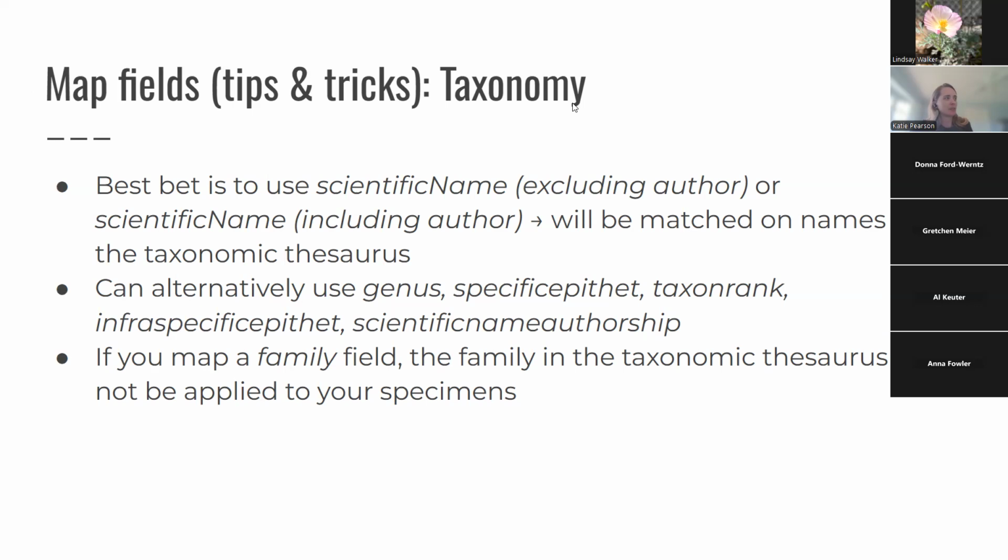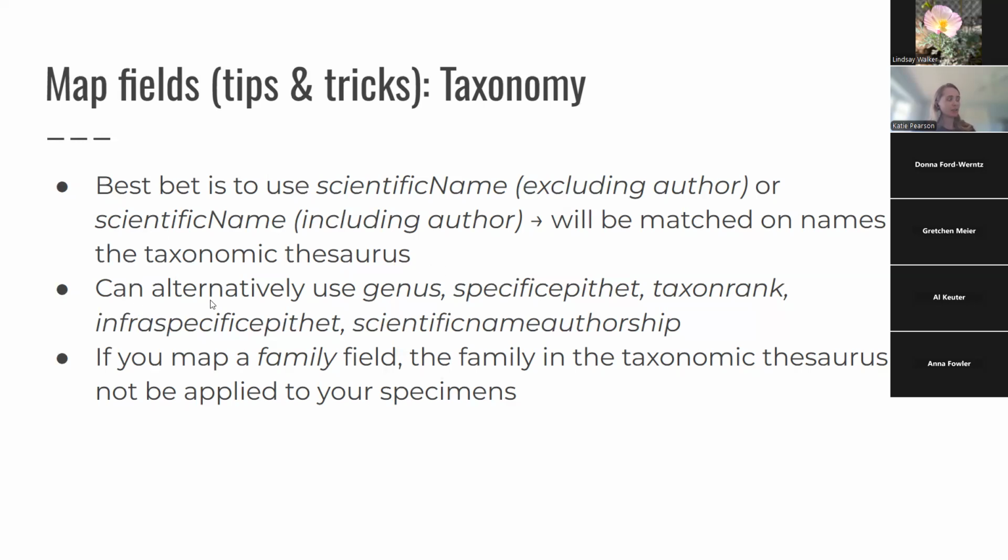Okay, with regard to taxonomy, this can get a little bit tricky. Your best bet, honestly, is to use scientific name excluding author. This used to be called SciName, but we clarified it a little bit in 3.4. Or you can use scientific name including author if you have authorships embedded within your spreadsheet. And then that's going to try to match on names in the taxonomic thesaurus. And if it does, then it's going to apply the authorship that's in the taxonomic thesaurus.